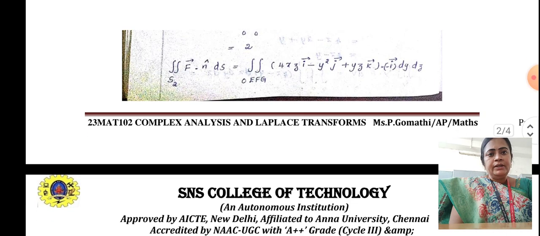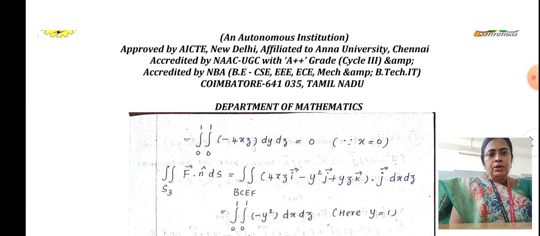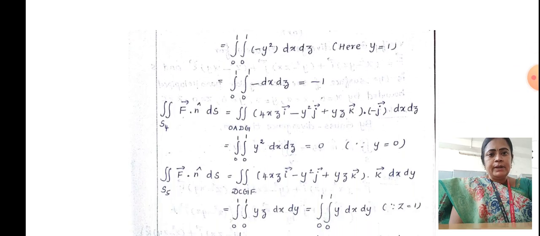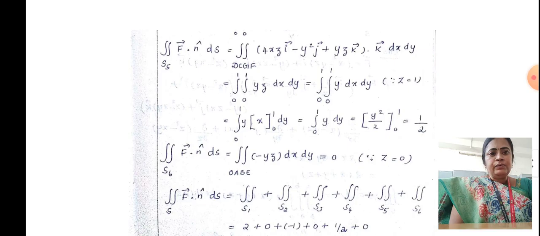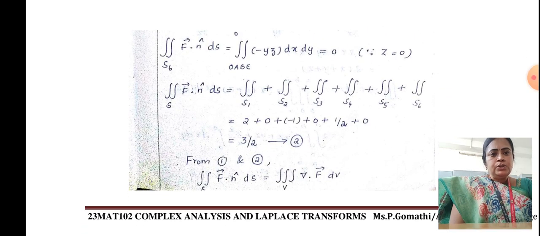When you find S2, the answer is 0, for S3 our answer is minus 1, for S4 you are getting 0, for S5 it is 1 by 2 and for S6 we are getting 0. When you add all the 6 surfaces, that is 2 plus 0 plus minus 1 plus 0 plus 1 by 2 plus 0, we are getting the answer to be 3 by 2, which we obtained in the right hand side also.